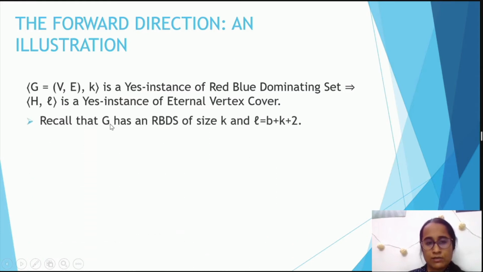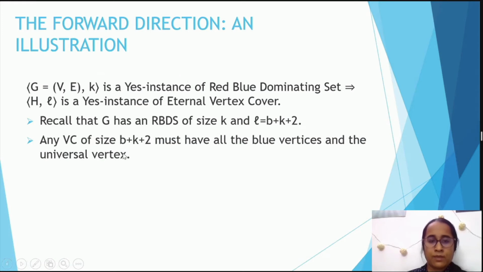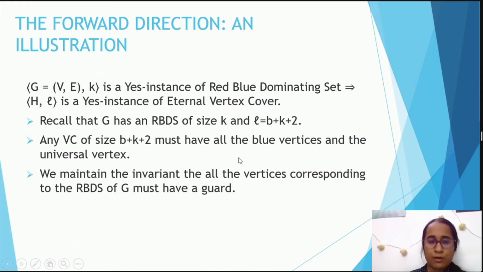Recall that this G, because we are in a yes instance, has an RBDS of size K, and L is B plus K plus 2. Now, any vertex cover of size B plus K plus 2 must have all the blue vertices and the universal vertex. And we also maintain the invariant that all the vertices corresponding to the RBDS of G, that is, all the K many vertices, must have a guard.